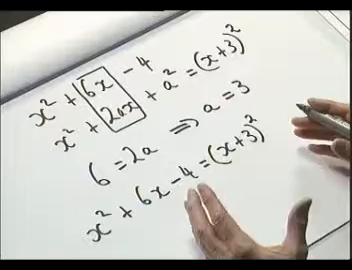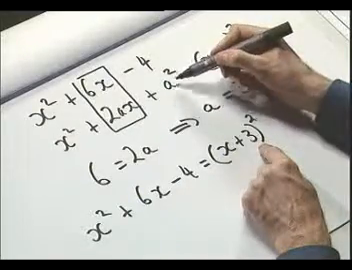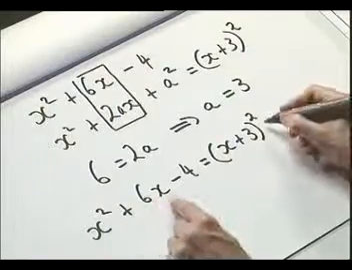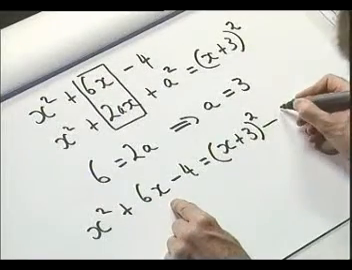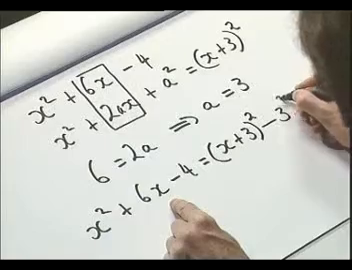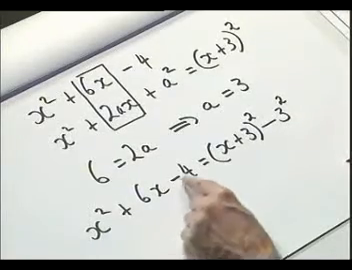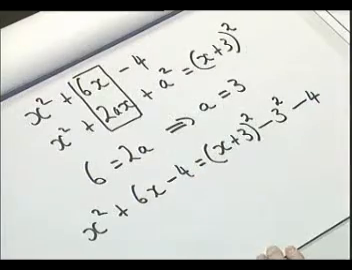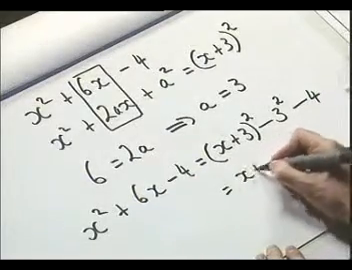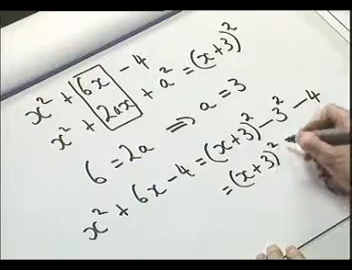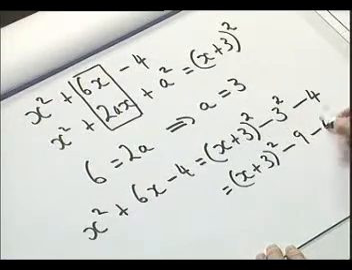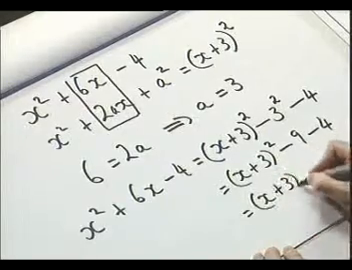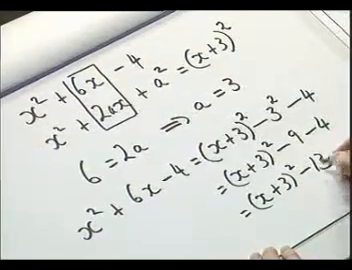Now what more have I got? Well, I've added on a squared, so I've added on 9. So I've got somehow to get rid of that. Well, let's just take it away. Minus 3 squared. And then I can keep this minus 4 at the end as it was. So now I have (x plus 3) all squared minus 9 minus 4 gives me (x plus 3) all squared minus 13.